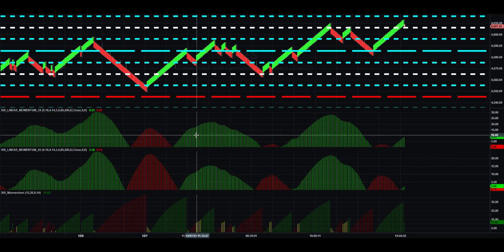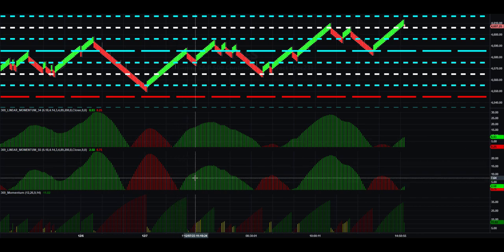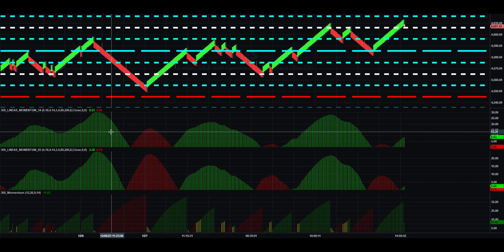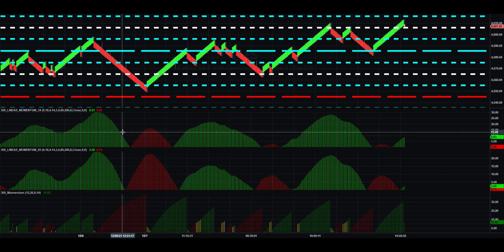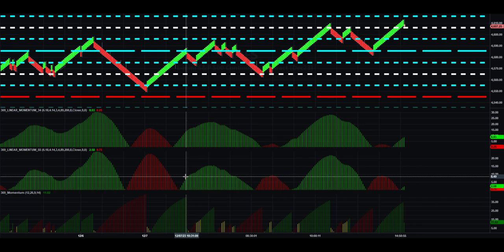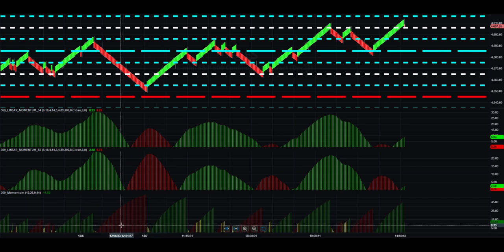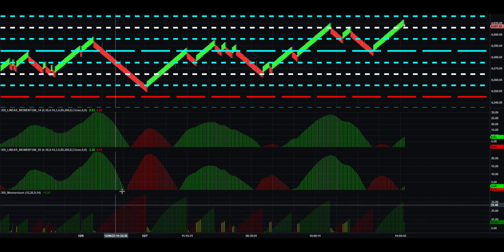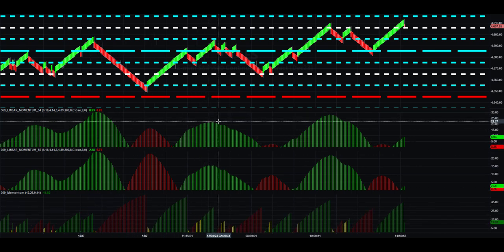The first two oscillators are representing linear momentum, one slower and one a little faster. The top is linear momentum of 34 period. Another one is a linear momentum of 55 period. The bottom is a composite momentum using various strength meters, giving us the strength of the move.